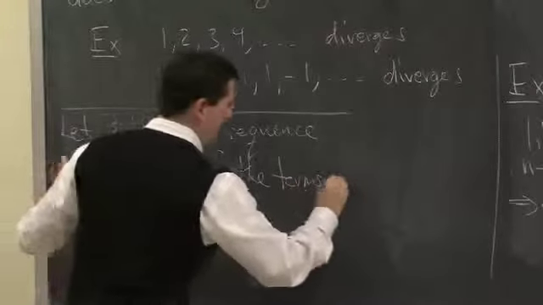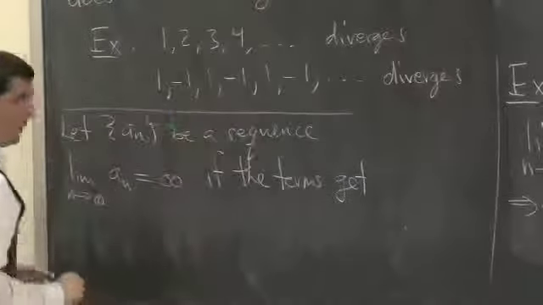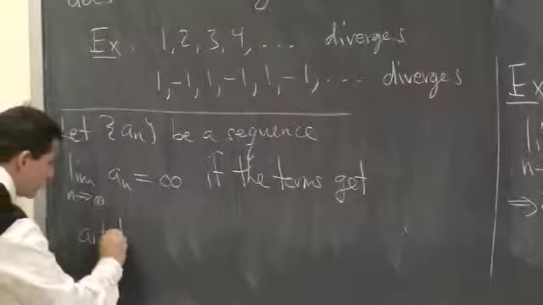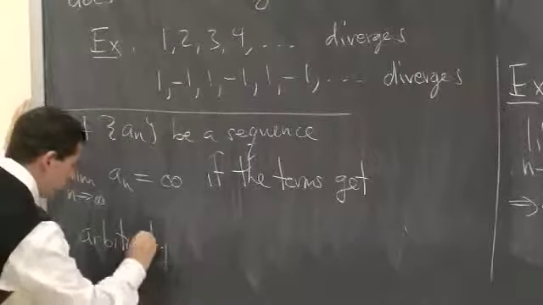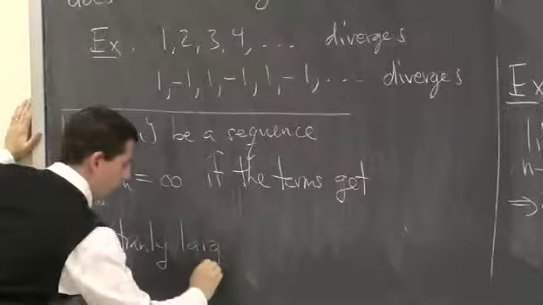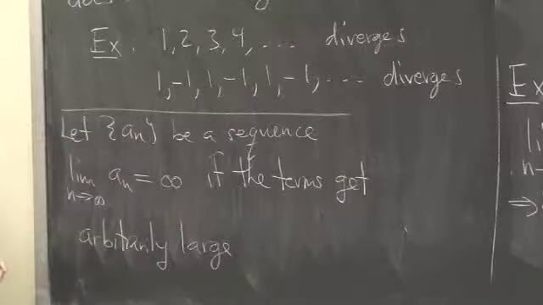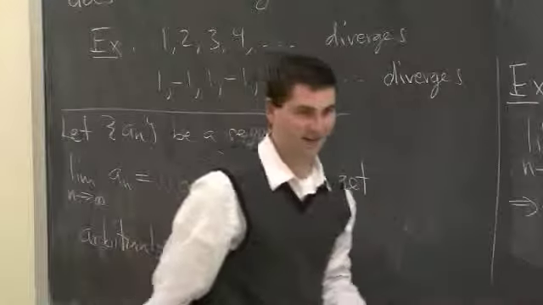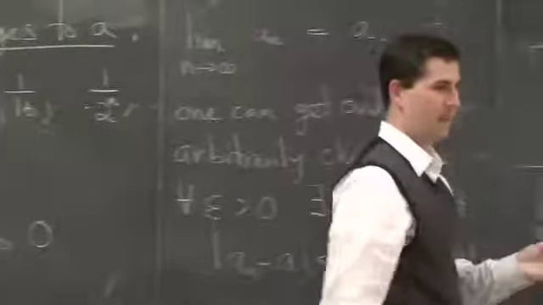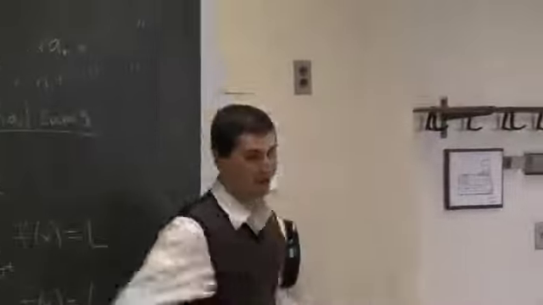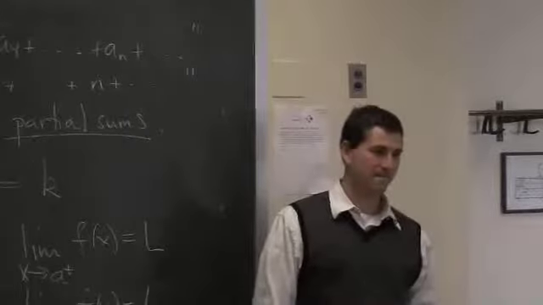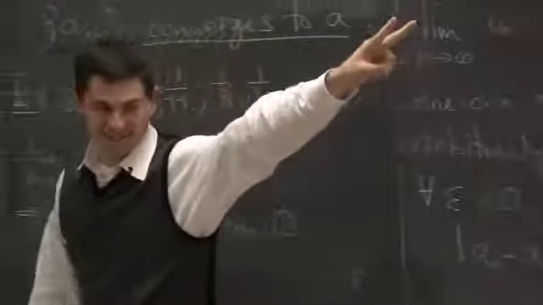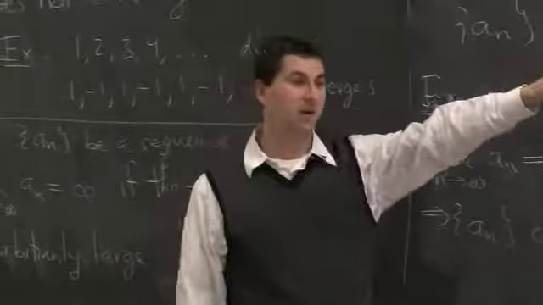the terms get, leave a little space, arbitrarily large. Okay. Why do I have to leave space here? What am I missing? A word! I love it. Yes, two words. One of them's just a conjunction.